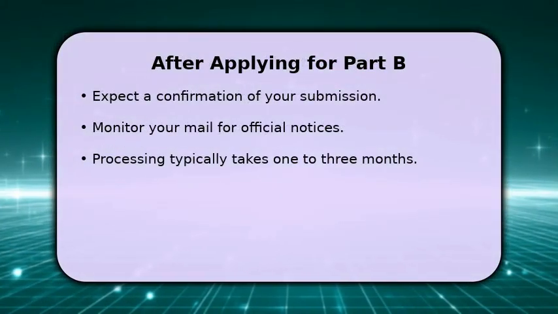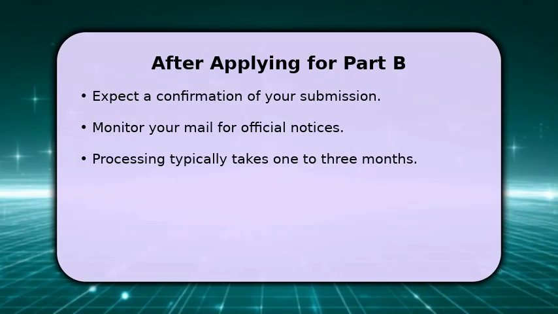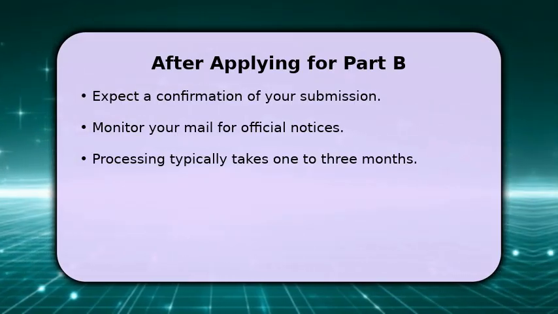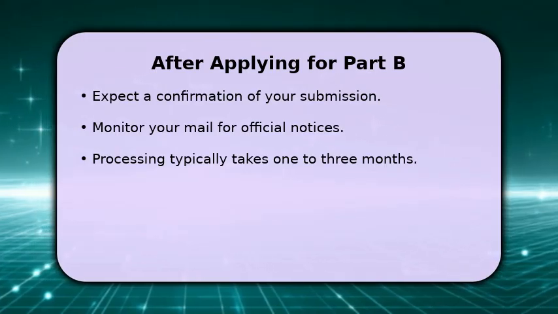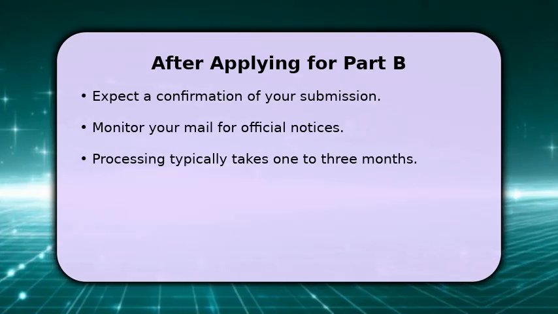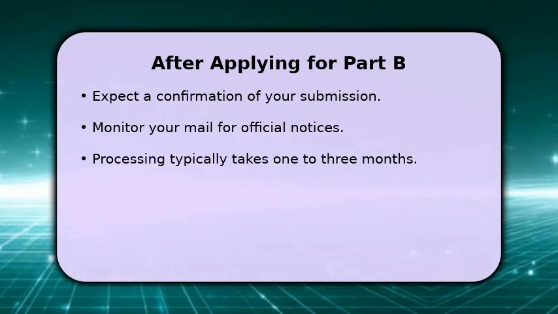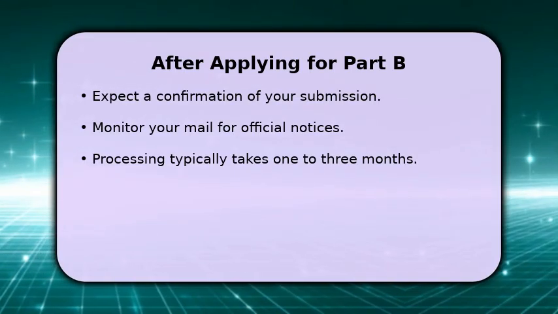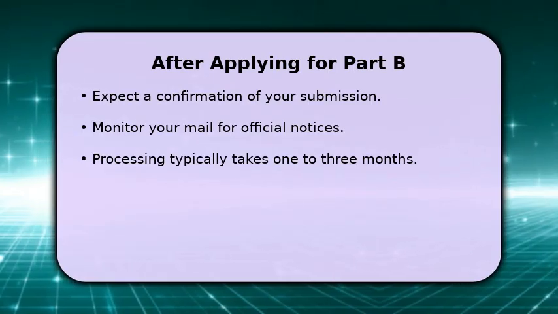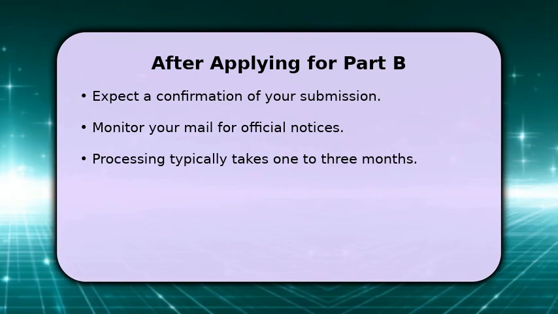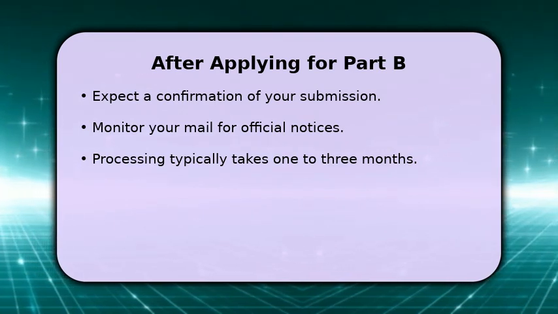After submitting your online application, you should receive a confirmation. The Social Security Administration typically processes Part B applications within 1 to 3 months, though this can vary. Keep an eye on your mail for official notices and your new Medicare card. If you have any questions about your application status or need assistance, you can contact Social Security directly by phone or through your online account.